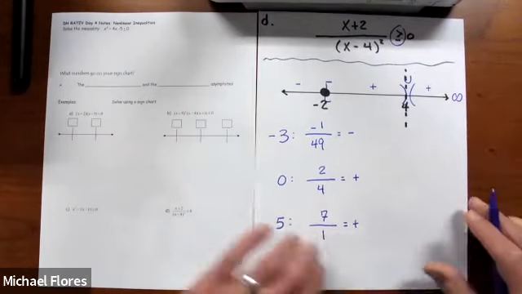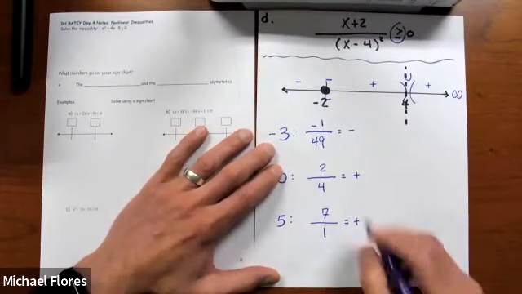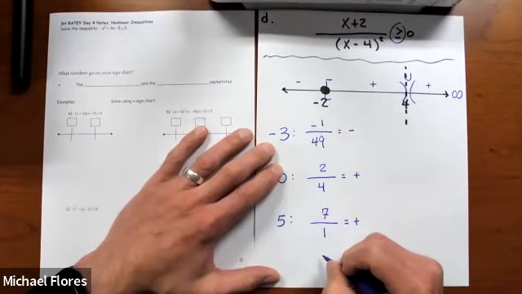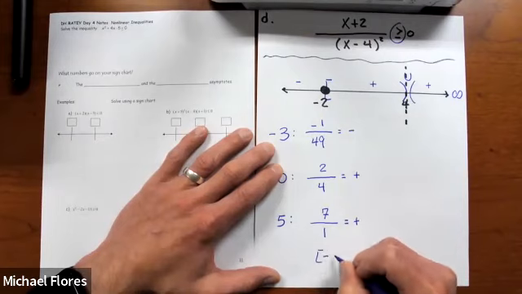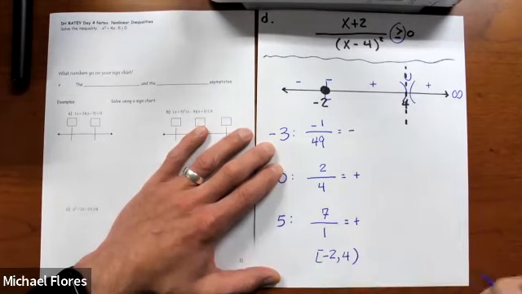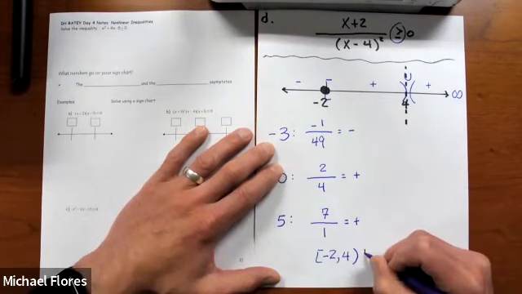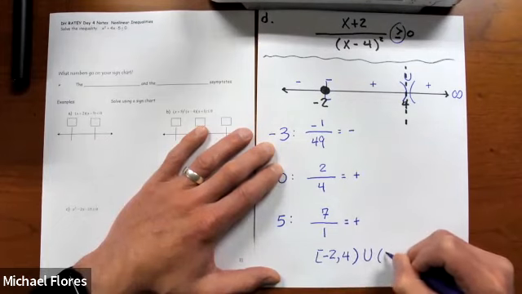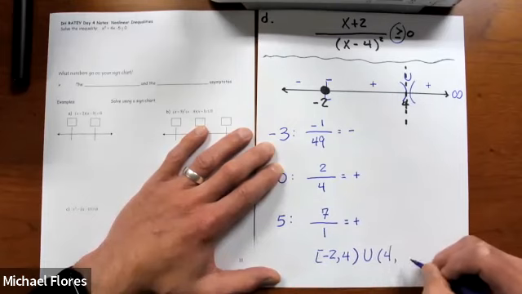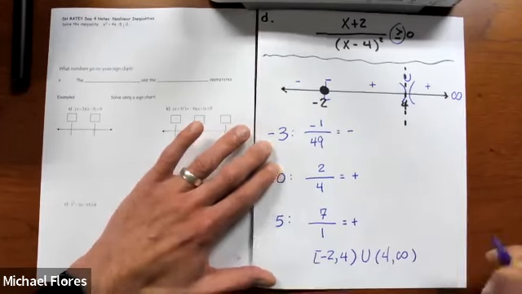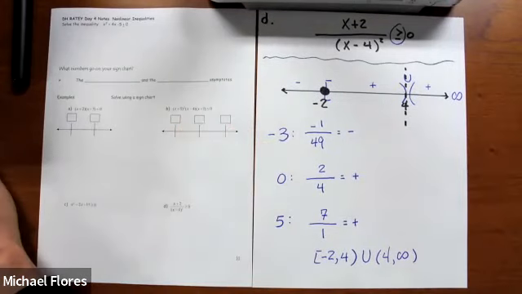Okay, so now we can build our final answer here. From -2, it can include -2 to +4, but it cannot include +4, so give it a parenthesis. And then from +4, but not including, all the way to infinity. That would be your answer for D.